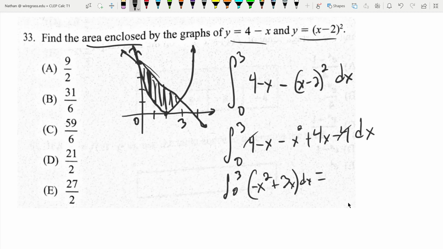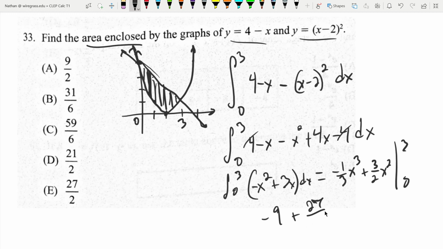So using the fundamental theorem of calculus, we're going to get negative 1/3 x to the 3 plus 3 halves x squared evaluated at 0 and 3. Of course, when you plug 0 into there, you get just 0. So really, it's just plugging 3 into there. 3 cubed is 27, divided by 3 is 9, so we get negative 9 plus 3 squared is 9 times 3 is 27 over 2. So we get 27 over 2.